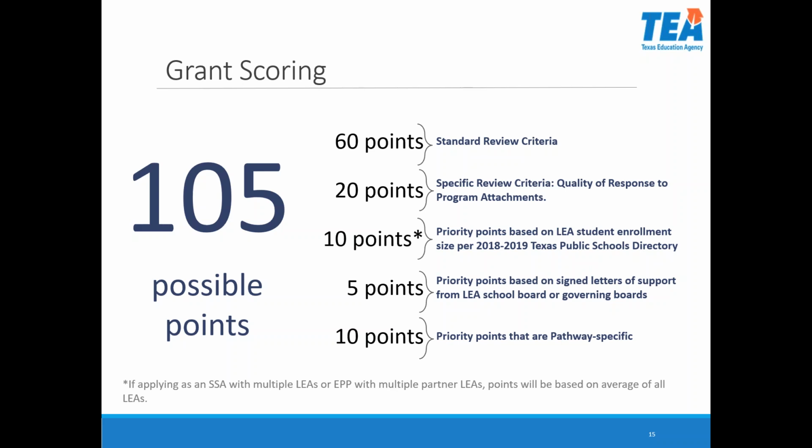Together, the total points a Grow Your Own grant application can be awarded is 105 points. Additional information about grant scoring criteria can be found on pages 27 through 29 of the program guidelines and the general and fiscal guidelines documents, both on the TEA Grants Opportunities page.